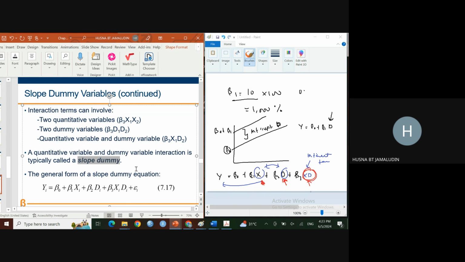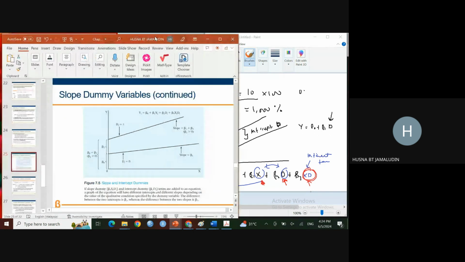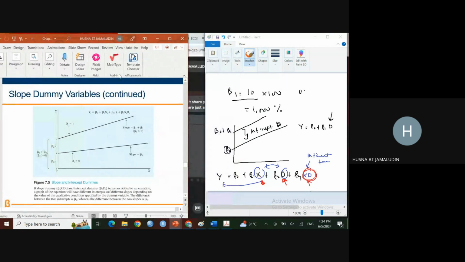I think I already wrote down the equation, so we will just move to the next one. I hope that I can cover the tutorial part. Okay, so where are we just now? Slide 25. We're almost done.